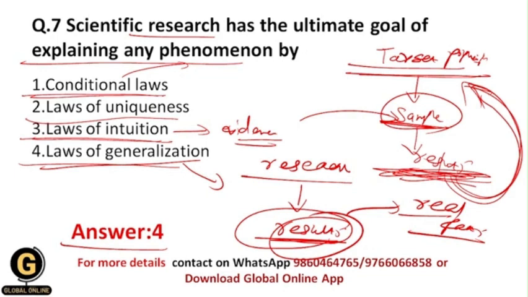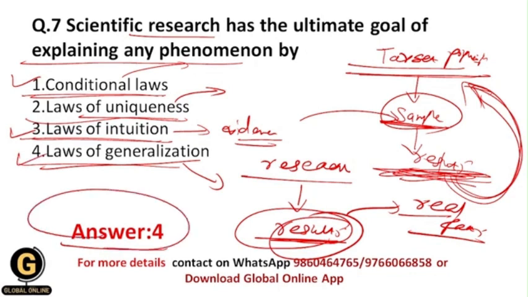And laws of uniqueness means that the things or materials over there have unique properties. Okay, but this kind of law is not applicable in research methodology. Conditional laws, laws of intuition, and laws of generalization, these are the three laws which are applicable in the research methodology section. Okay, that's why here the correct answer is 4.